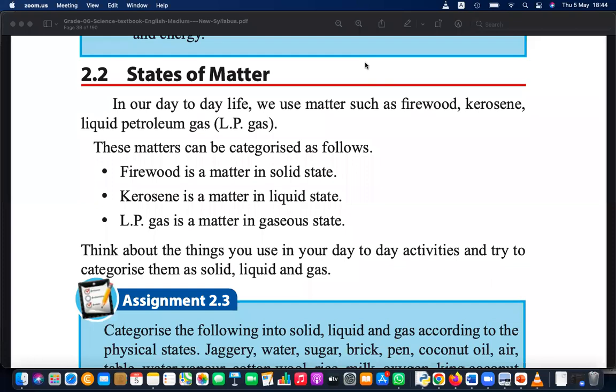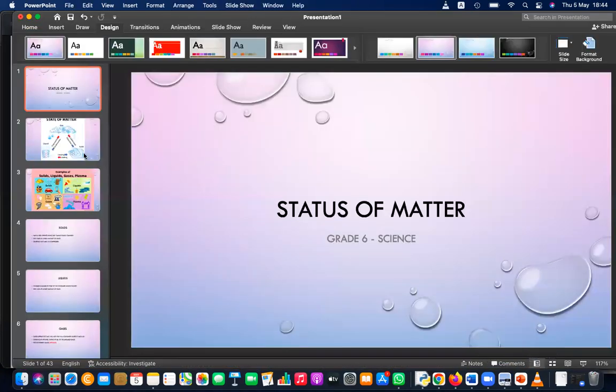Okay, gas. Is it having mass? Is it taking space? It's having mass, yes, and it's taking space as well. But is it having a shape? No, not at all. It's not having any shape. Those are the properties of these three states of matter. So let's go and write down these properties quickly.